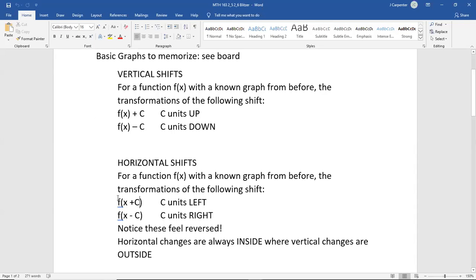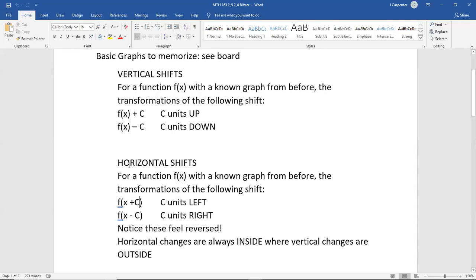How can you tell whether outside or inside? Because it feels like that number is going to be inside of a parentheses or inside of something else. So that's what this is trying to demonstrate here, where the plus c or the minus c are inside with the x instead of outside.